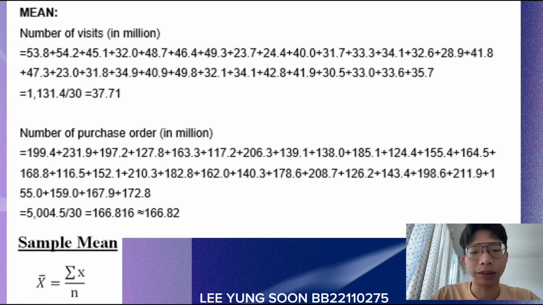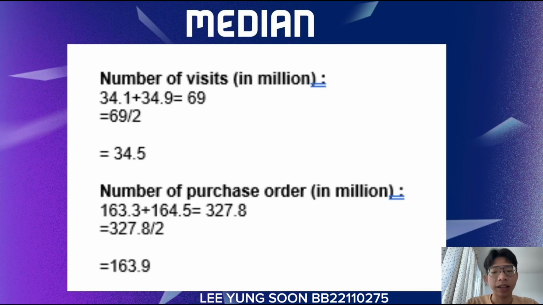Considering the question, the mean of the number of visits in million: the sum of terms is 1131.4 and the number of terms is 30. Hence, we can get the mean of 37.71. On the other hand, the mean for the number of purchase orders in million is 166.82.